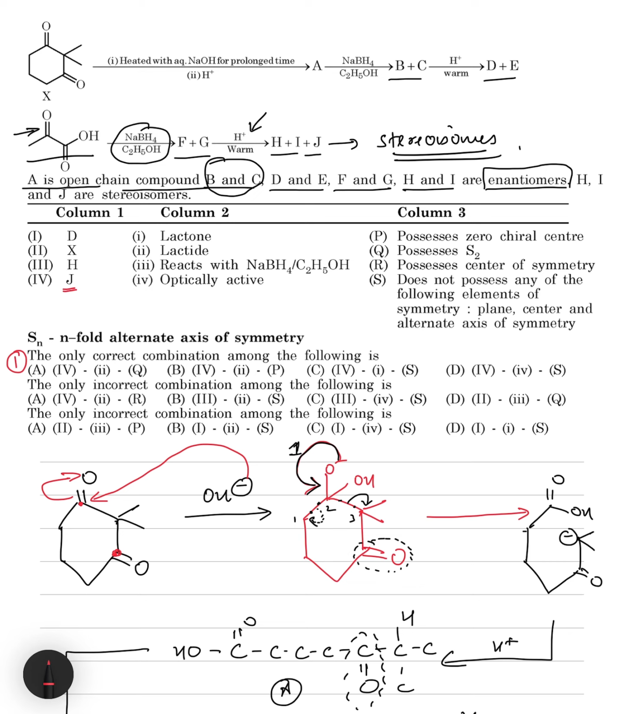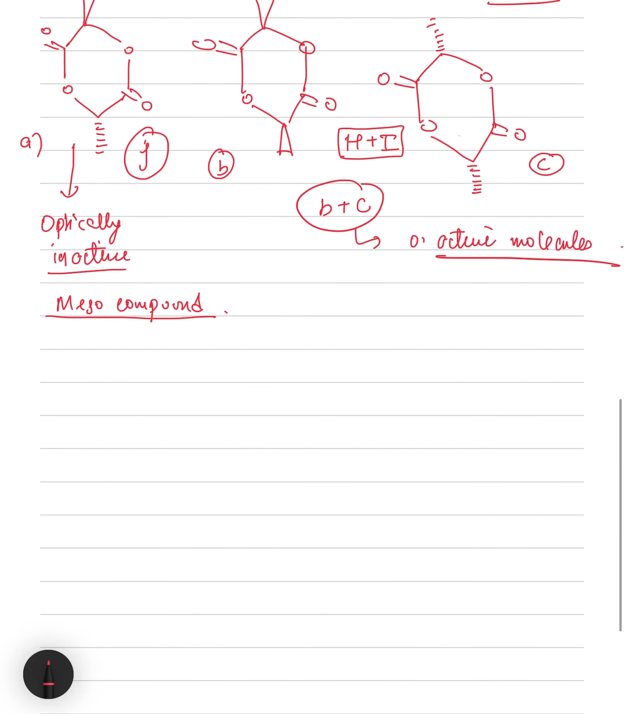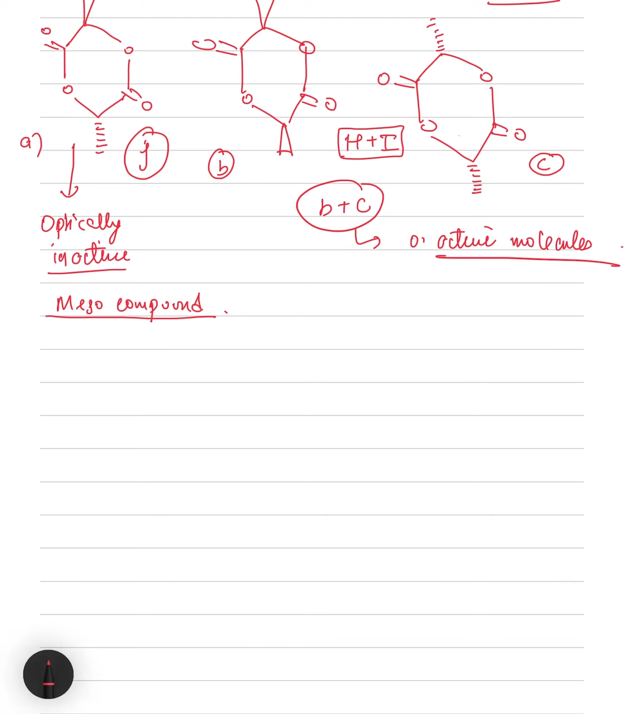Now Q says that it possesses S2. S2 is basically the alternate axis of symmetry, right? Or we can say S2 alternate axis of symmetry. Now how to find the alternate axis of symmetry? Let's try to do it. The compound J which we have obtained here is this one. This question is going to be a bit lengthy, but I hope you will understand and learn many new concepts to apply here.